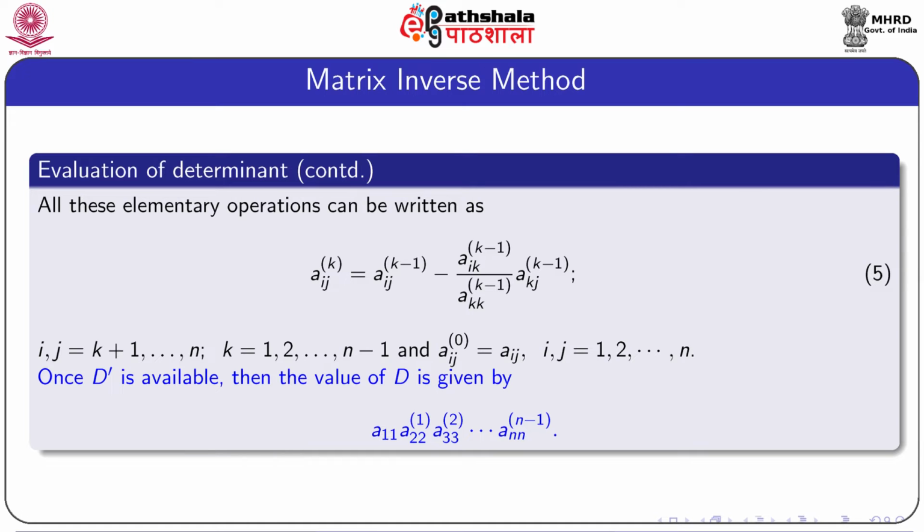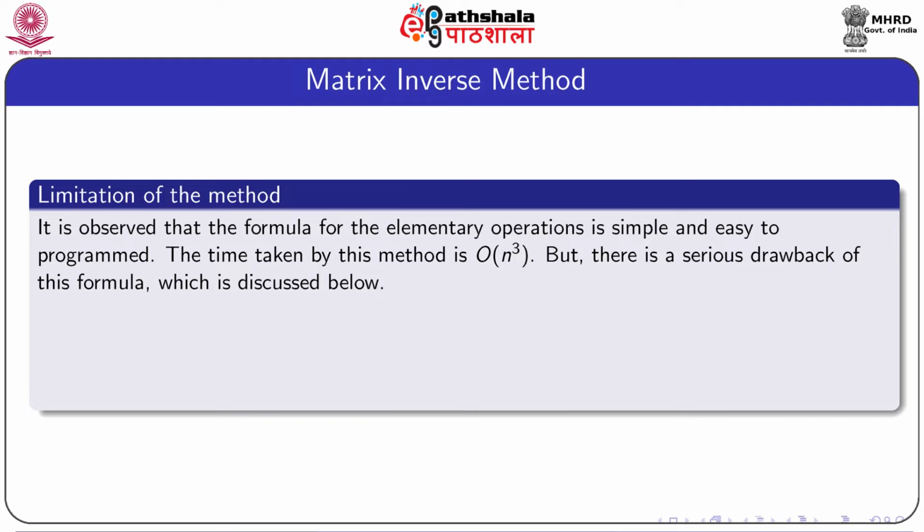So, if the determinant D is converted to the upper triangular determinant D dash, then the value of the original determinant D is given by a_11 × a_22^(1) × a_33^(2) up to a_nn^(n-1). That means the product of the diagonal elements of D dash is the value of the determinant D. This is the Gauss reduction method to evaluate the value of a determinant, but this method has some limitations.